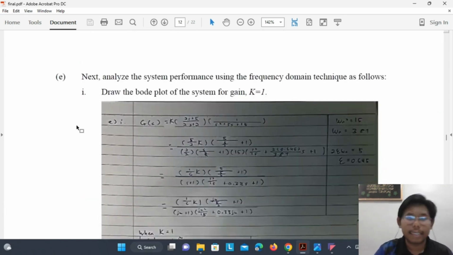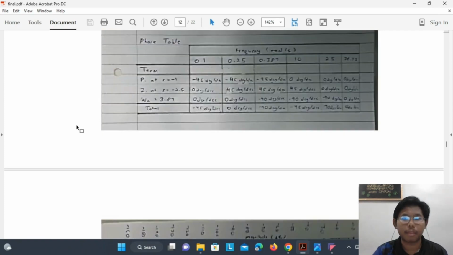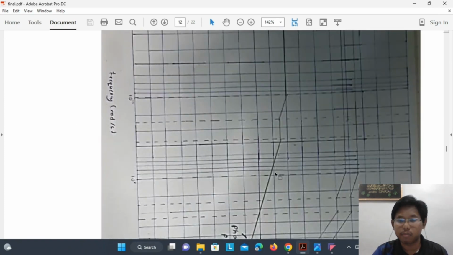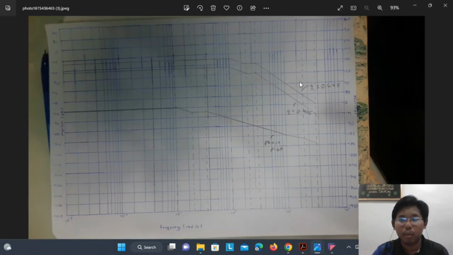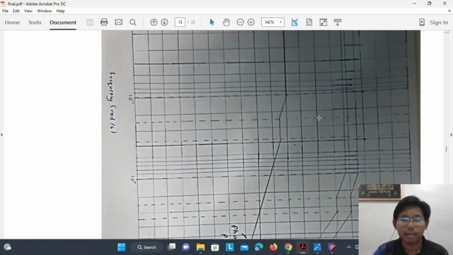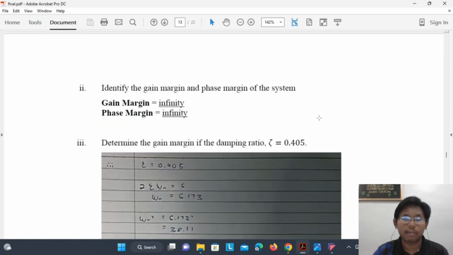For question E1, we need to draw a Bode plot of the system with gain equal to 1. And for that, we get this Bode plot. The first line, where the damping ratio is equal to 0.645, is the Bode plot for when the system gain is equal to 1. Next, from the Bode plot, we can see that the gain margin is infinity and the phase margin is also infinity.